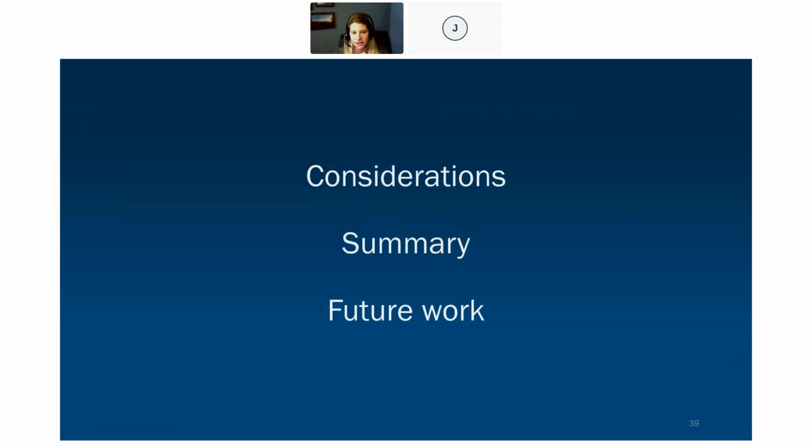Right, so that's the majority of my talk here. I'm just going to spend a little time talking about considerations of this optimization problem, and then I'll summarize, and then I'll show what we plan to do in the future.